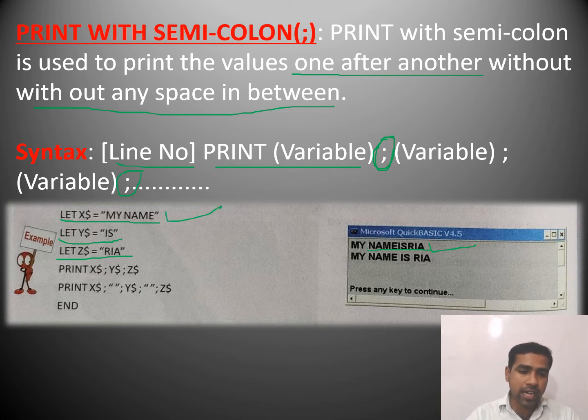Here the lines are different, but when you execute the program, the space in between the lines will not be there using the semicolon. If you write the program print with semicolon, then you will not get any space in between the words. This is the program and this is the output. So when you write the program in QBasic and execute, this output you will get.